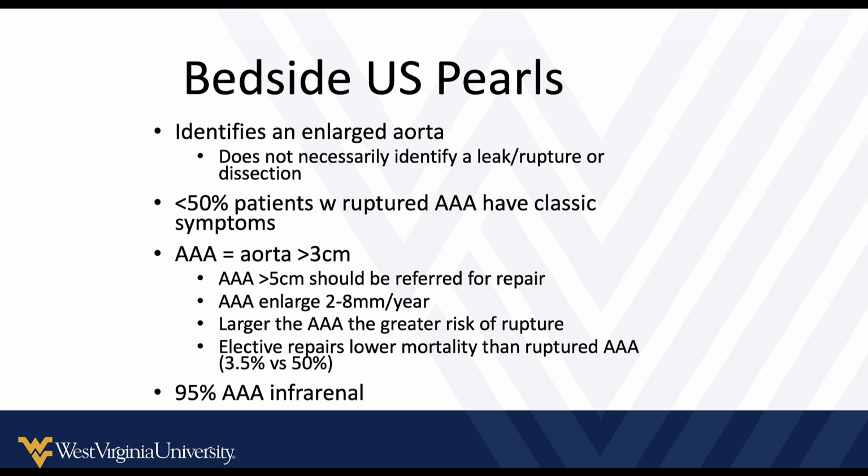Pretty intuitive that the larger it is, the more the risk of rupture. And just to point out, the reason we screen is patients who have asymptomatic aneurysms and who are able to undergo elective repair have a much lower mortality compared to once they actually get symptomatic. Once they get symptomatic, their mortality is quite high, which you can reduce by identifying it early and not missing the diagnosis and getting them to surgery soon. But if we can find it before it's symptomatic, that's where we can have the biggest impact on mortality. And like we mentioned before, most of these are infrarenal.